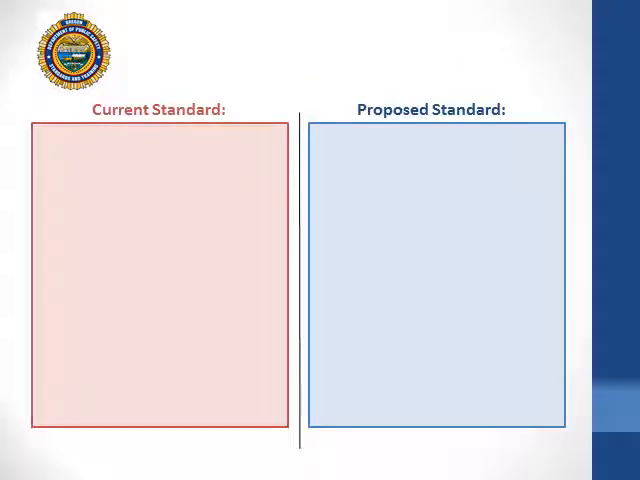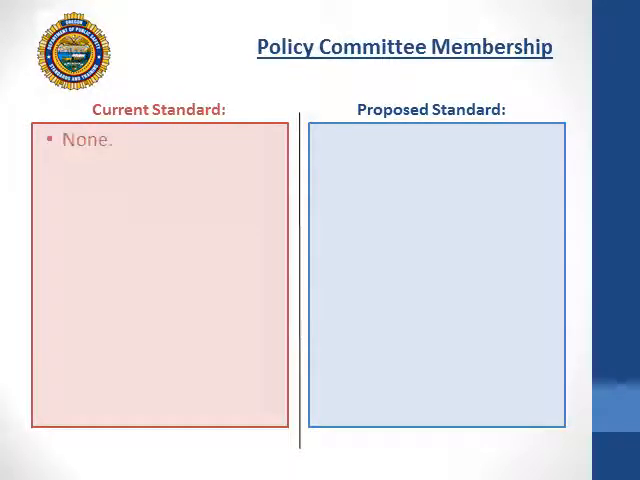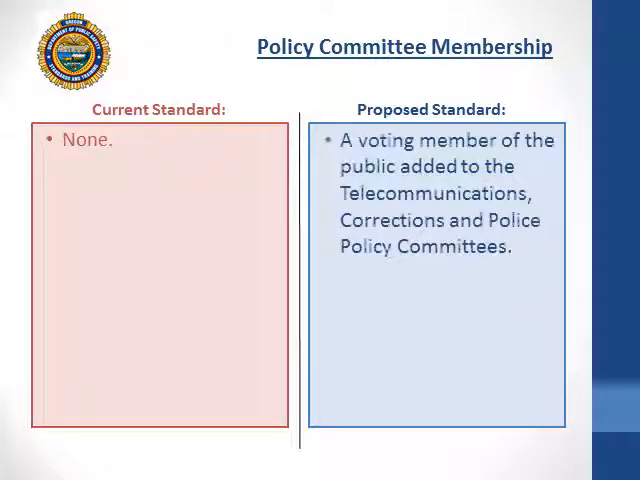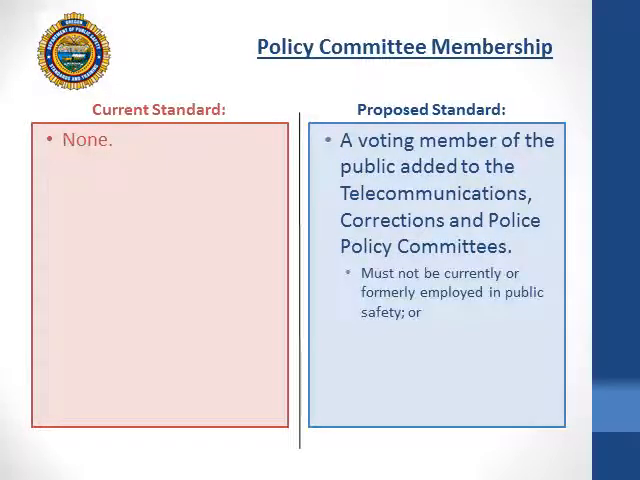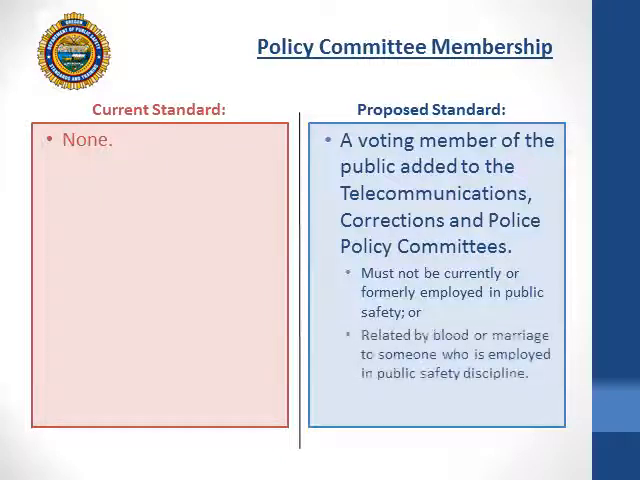In an effort to increase transparency and legitimacy to the decisions being made at the policy committee level, the work group is recommending the filing of a legislative concept that will add a voting citizen member to the Telecommunications, Corrections, and Police Policy Committees. The citizen member must not be currently or formerly employed in any of the public safety disciplines overseen by the policy committee and must not be related by blood or marriage to someone who is employed in a public safety discipline.